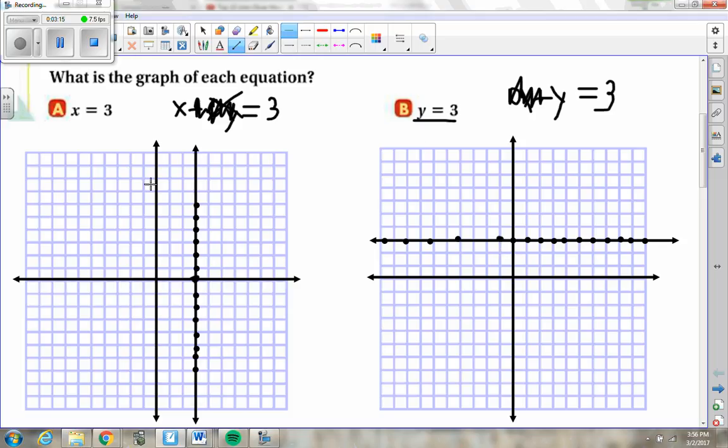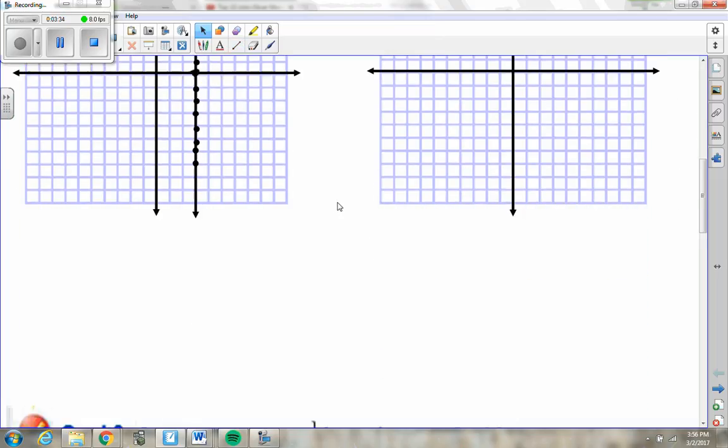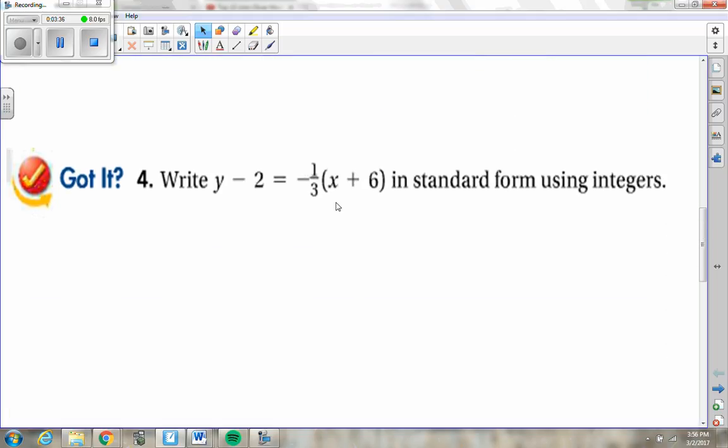So x equals a number is a vertical line, and y equals a number is a horizontal line. So when you see those, don't get freaked out. They're actually the easiest types of lines to graph. You just go to the point where x is 3 and go straight up and down, or go to the point where y is 3, go straight left and right. You'll be fine.